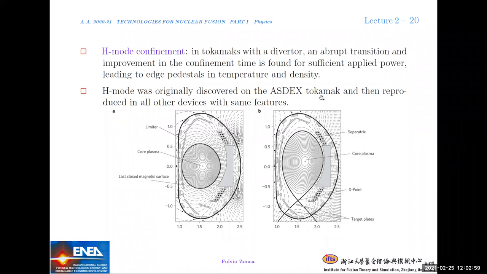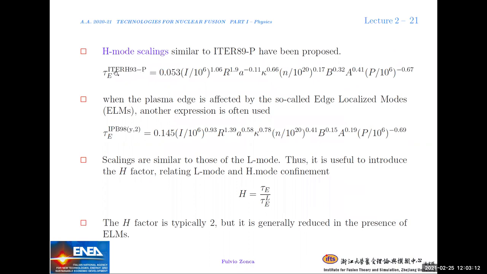Back then, when ASDEX was discussed and introduced for the first time, this region was not closed as it is in today's experiments. However, it was enough to find out that there was this H-mode scaling in which, with respect to the ITER 89P, another scaling was proposed, in which the power dependencies are like this. With respect to this one, you see that there is a more favorable scaling with the various parameters, and especially in terms of the coefficients that you have in front here. Now, there is a stronger dependence on magnetic field and a stronger dependence on the geometry. So this is really advantageous.